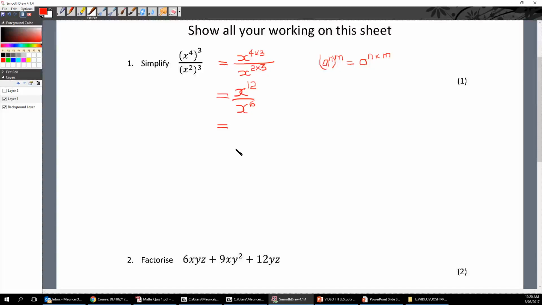So if we're multiplying indices, like x to the power of, we add them, and if we're dividing, we subtract. So that just equals x to the power of 12 minus 6. So that's x to the power of 12 divided by x to the power of 6, and that equals x to the power of 6. So it's just a matter of knowing your indices and the rules there. Nice simple little problem there.